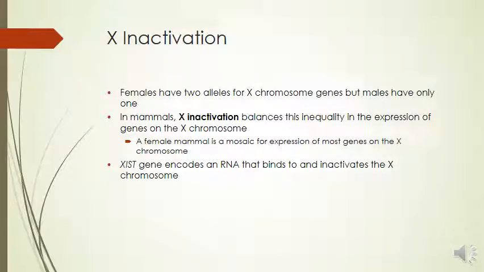X inactivation. Females have 2 alleles for the X chromosome genes, but males have only 1. In mammals, X inactivation balances this inequality in the expression of genes on the X chromosome. A female mammal is a mosaic for expression of most genes on the X chromosome. The XIST gene encodes an RNA that binds to and inactivates the X chromosome.